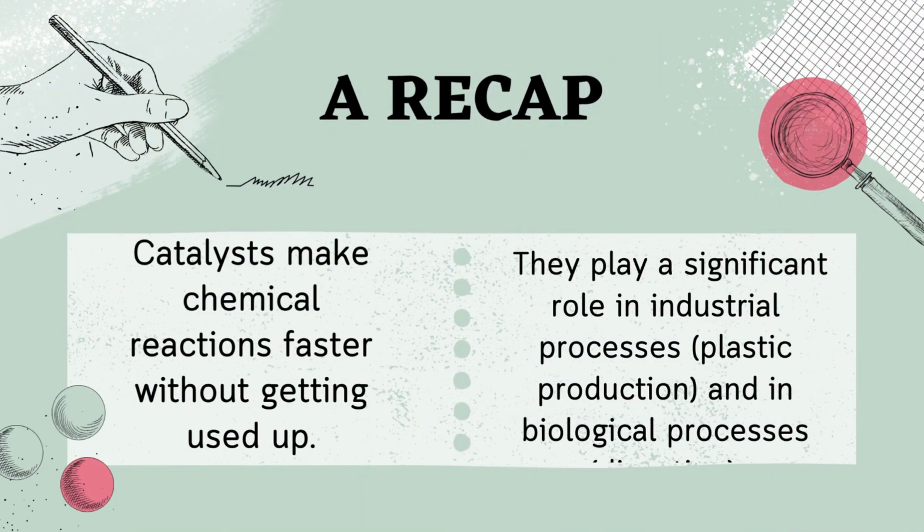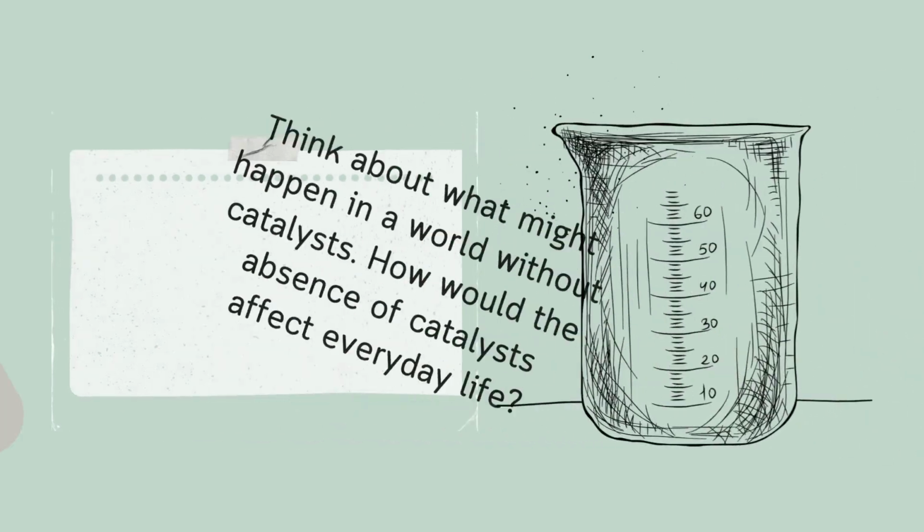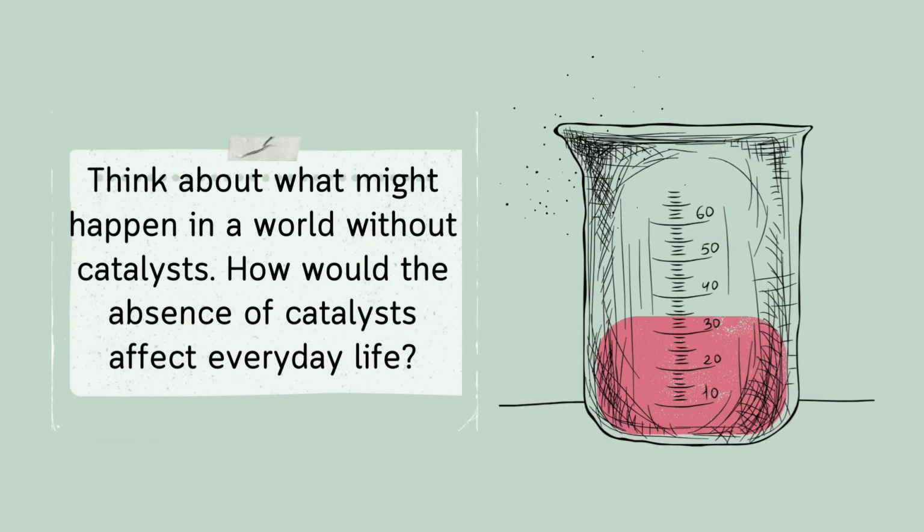So let's do a recap. Catalysts make chemical reactions faster without getting used up. They play a significant role in industrial processes, plastic production, and in biological processes, digestion. Think about what might happen in a world without catalysts. How would the absence of catalysts affect everyday life?